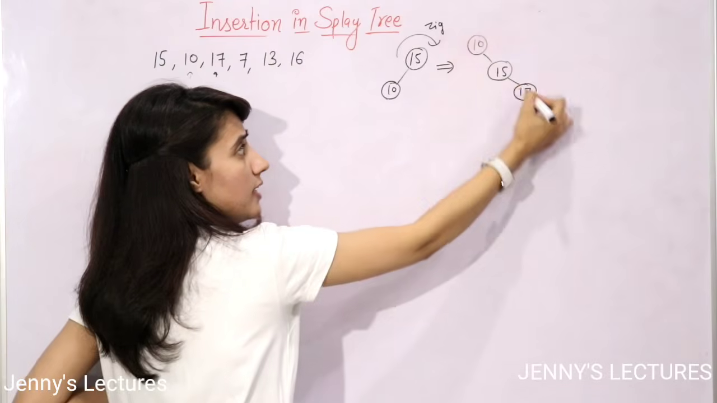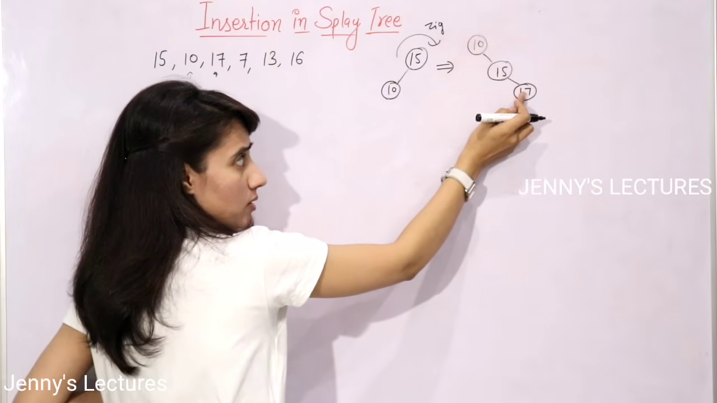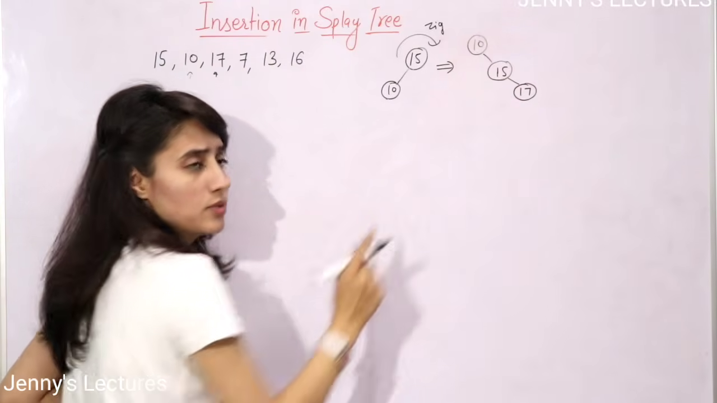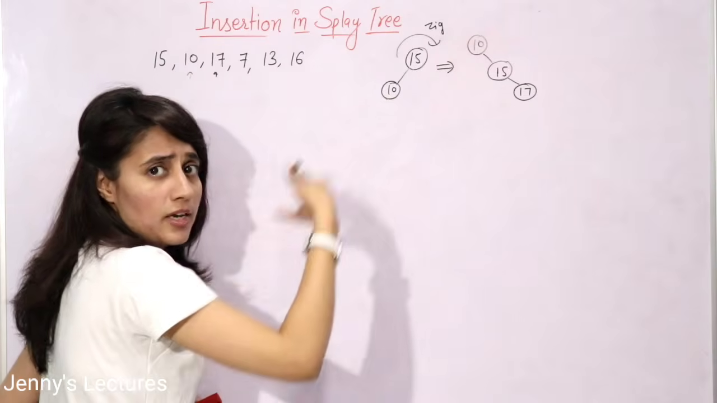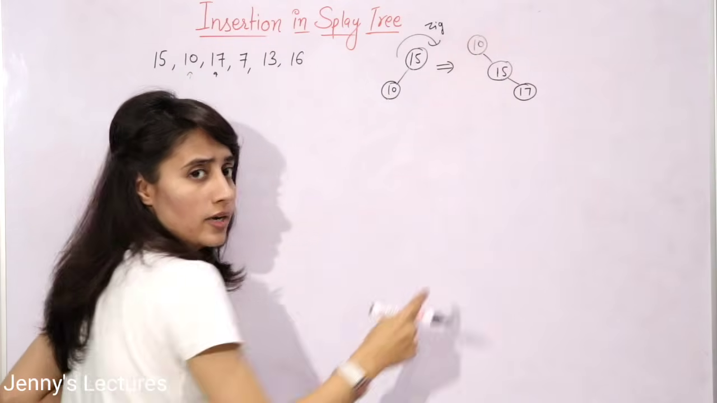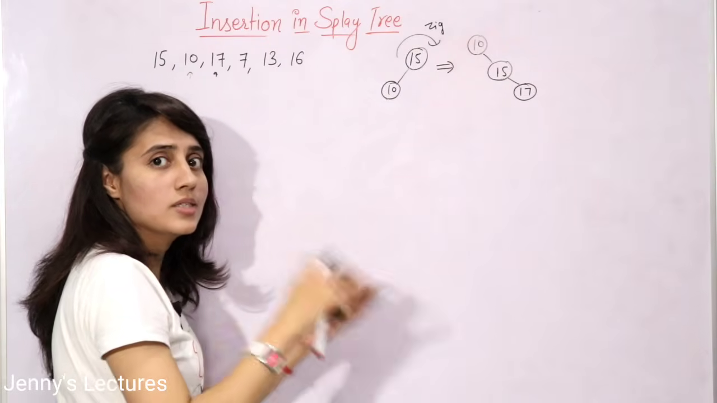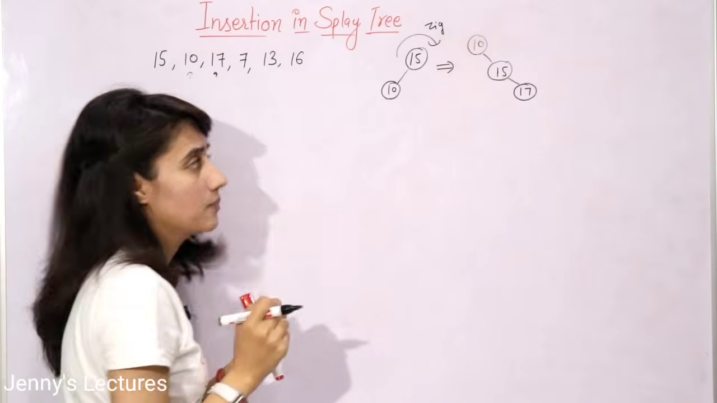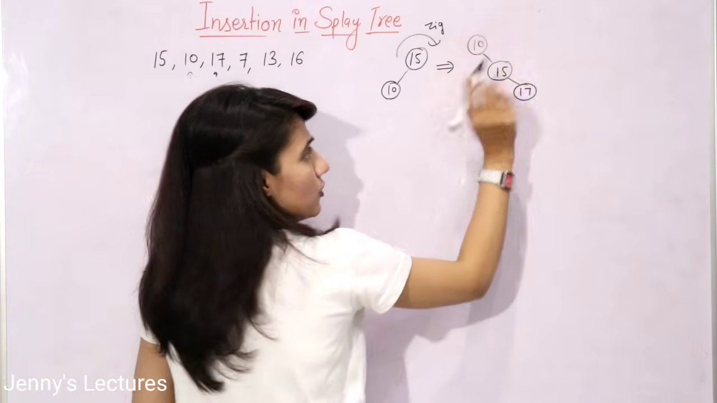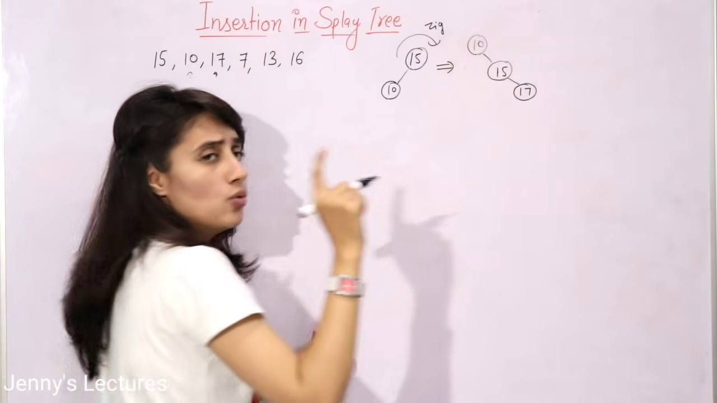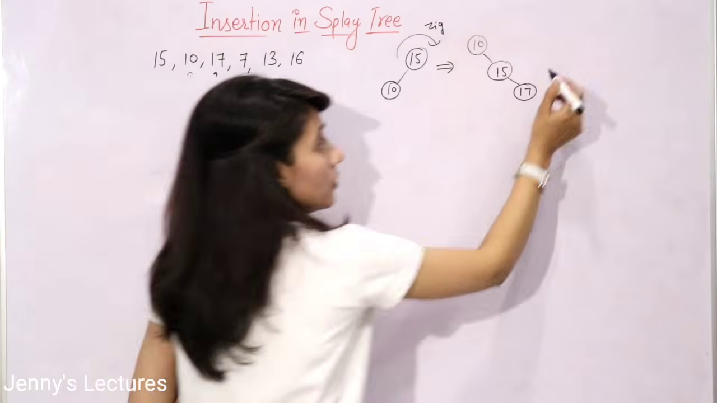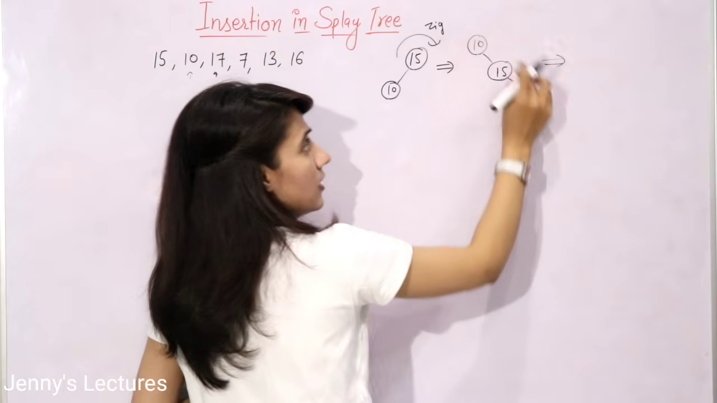Means both this node and its parent are on the same side, right? Either may be left or right, but here both are on the right side. So this is a zig-zig situation, right? Now here, first of all, you need to do two left rotations to make 17 the root.